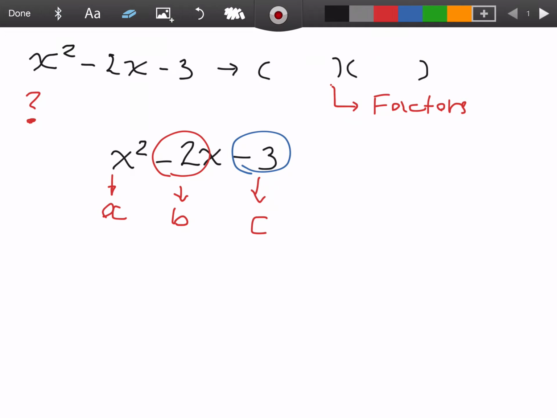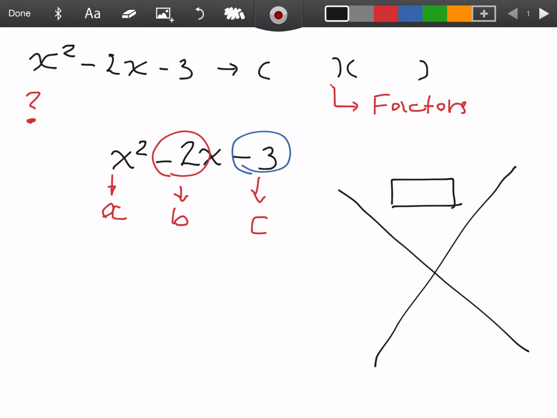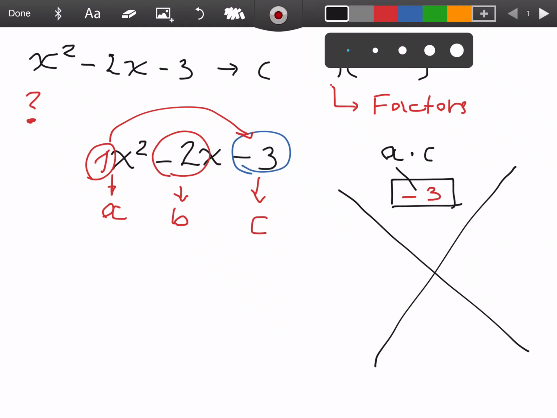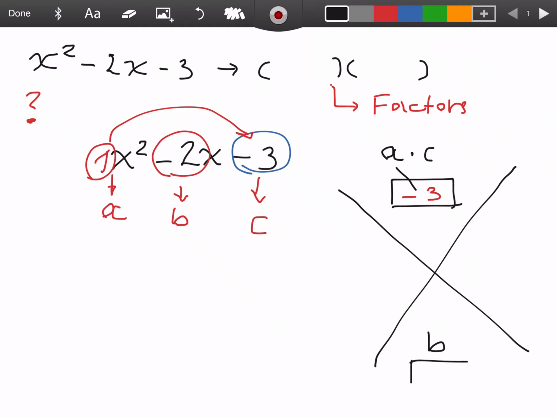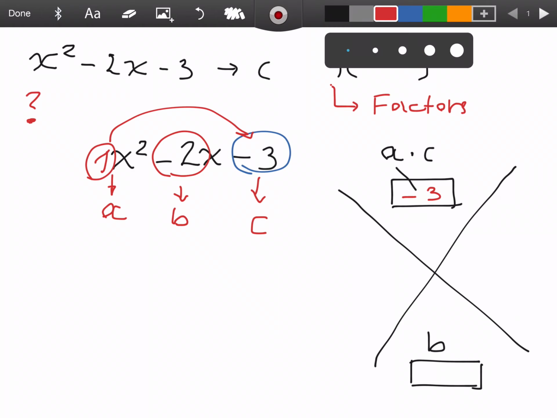When you identify this, we're going to create an x. Remember the x magic? I taught you this method before. At the top of this, we're going to include the multiplication between a times c. In this context, a is equal to 1 because we don't have a number, therefore it is 1. 1 times minus 3 is minus 3. And below, we're going to write the number of b. The number of b is minus 2.